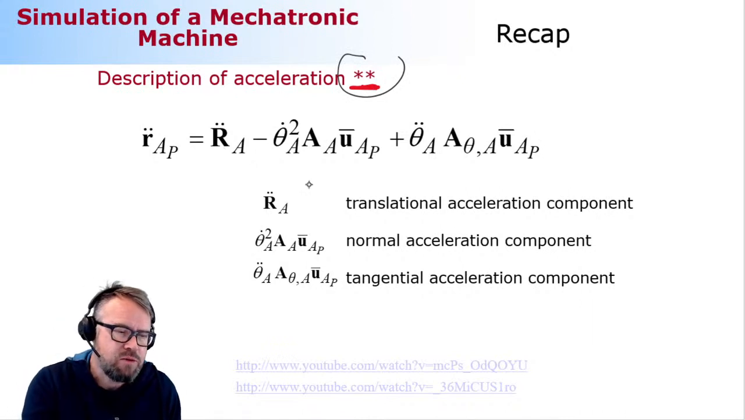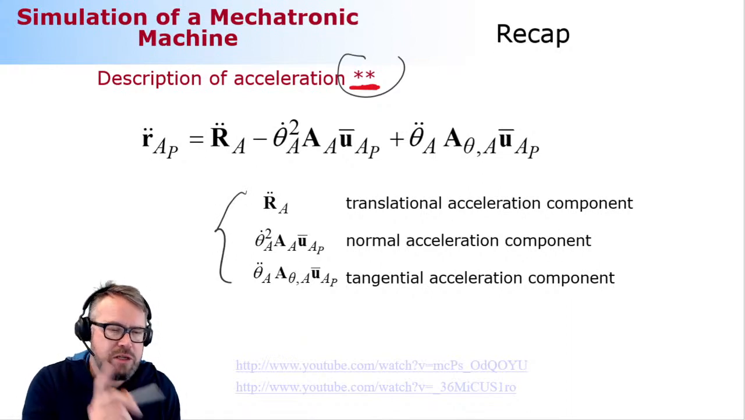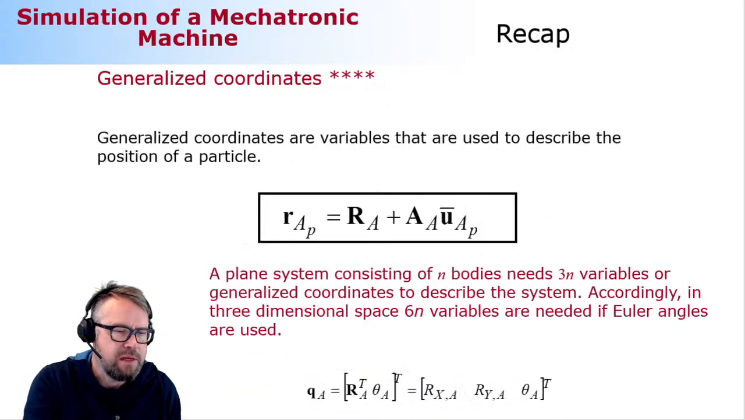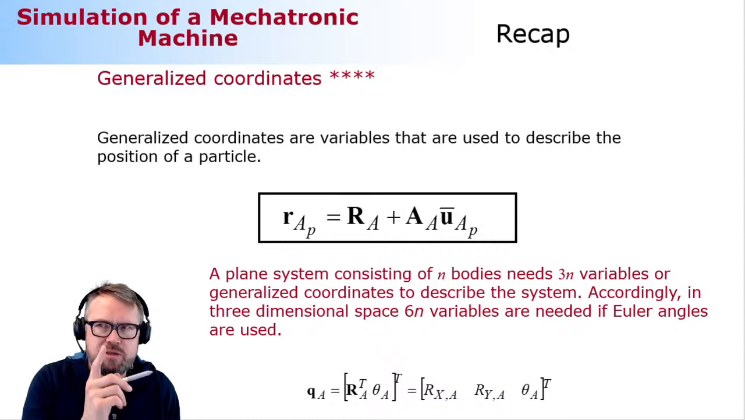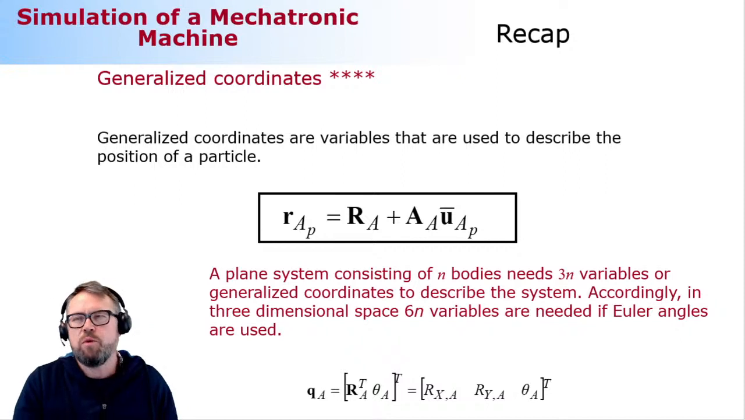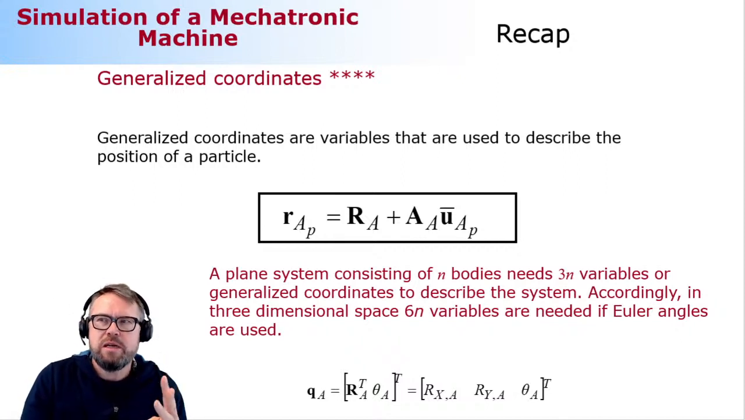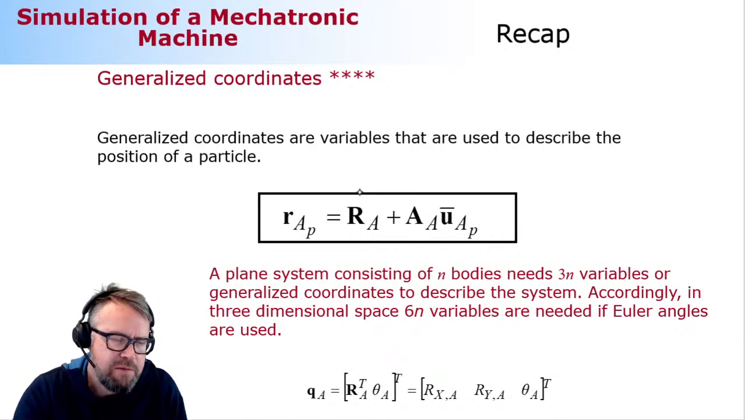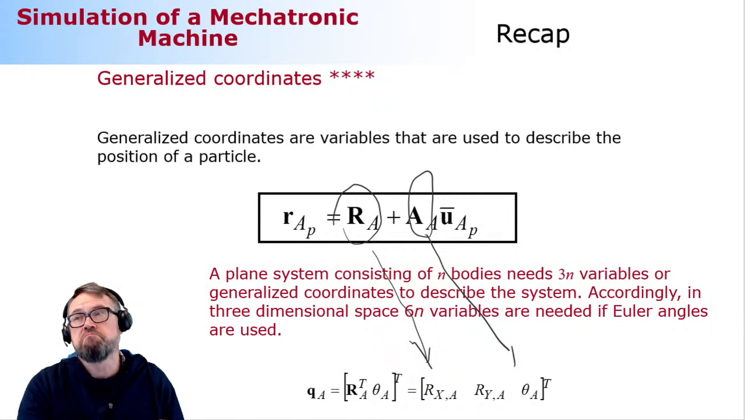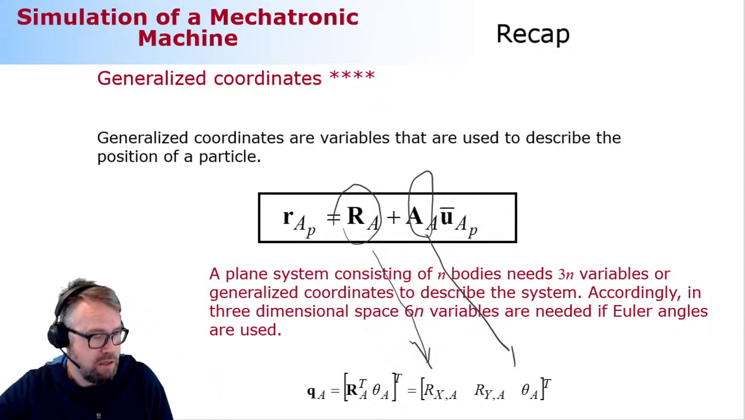Okay. So now we have three components: translational acceleration, normal acceleration component due to the rotation, and tangential acceleration component due to the rotation. Okay, that's it. Generalized coordinates, you definitely need to understand this concept. First of all, everybody needs three generalized coordinates. Where are these coming from? They are coming from the variables of this equation. So you need to take a look: what are the variables in this equation? These are the components that describe the translation and the components that describe the rotation. That's your generalized coordinates.